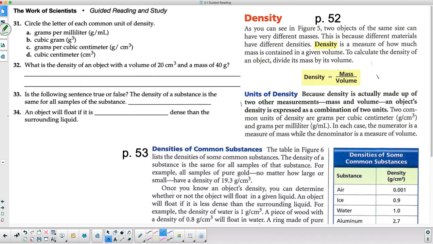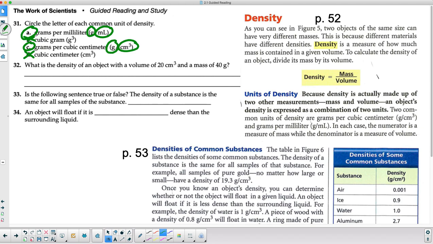Circle the letter of each common unit of density. So for a common unit of density, you must have a mass divided by a volume. Grams is mass, milliliters is volume, so A is one. Cubic grams, there is no such thing, so we don't have that. Grams per cubic centimeter. Cubic centimeter is a volume also, so grams over volume. So that would be a yes. And cubic centimeter is a volume but not a density.